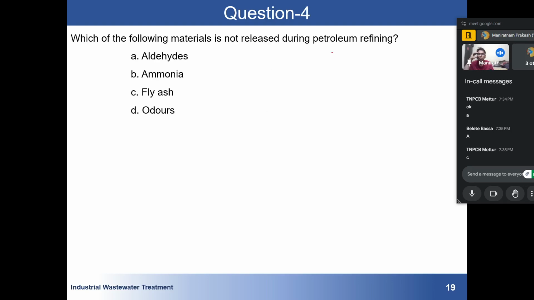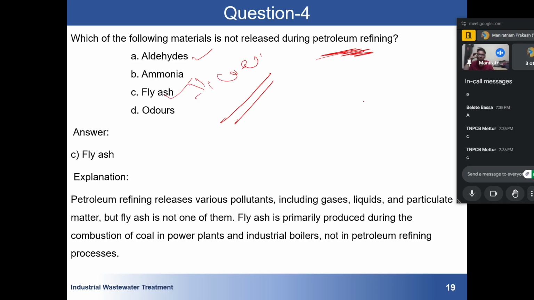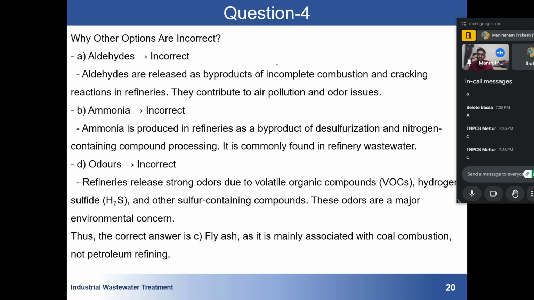Which of the following is not released during petroleum refining? Again, the question is very simple. Aldehyde, C, yes. Fly ash, because it is related to coal. See, fly ash is generally produced during the combustion of coal in power plants. But the question is where aldehyde is produced. Aldehydes are produced due to incomplete combustion and cracking reactions in a refinery. Ammonia is a byproduct of desulfurization and nitrogen-containing compound processing. It is commonly found in refinery wastewater. Odor is again not related to petroleum and all these things.